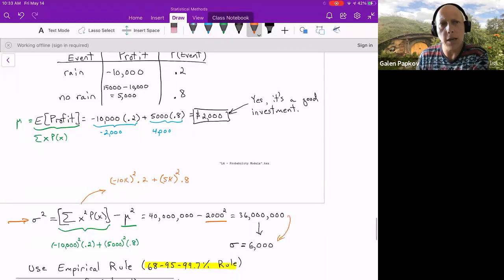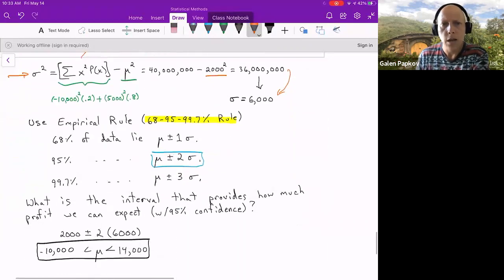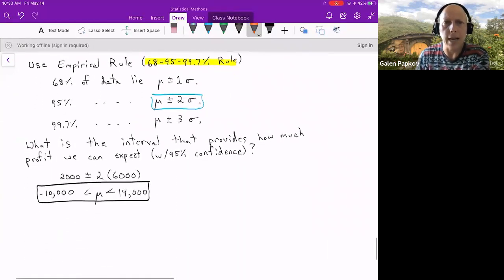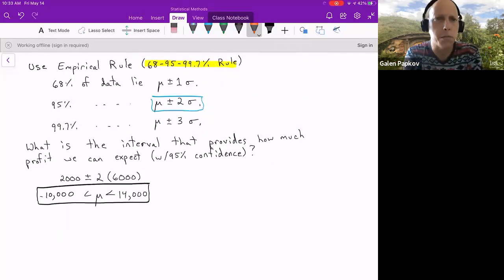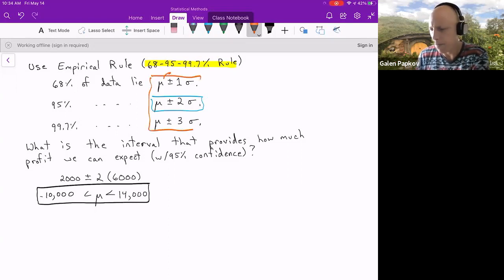So how can we make use of this idea, the standard deviation? Well, there's something called the empirical rule, or it's also known as the 68, 95, 99.7% rule. And what it says is pretty simple, that about 68% of the data or possibilities should be within one standard deviation of the mean, so mu plus or minus 1 sigma. About 95% should be within 2 standard deviations, and 99.7% within 3. And so that's where these 3 come from.